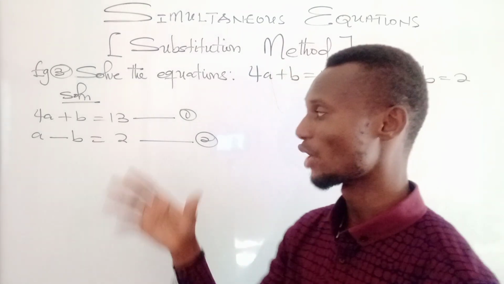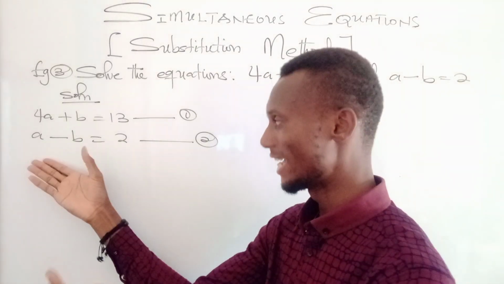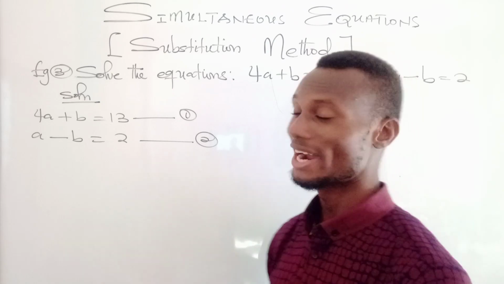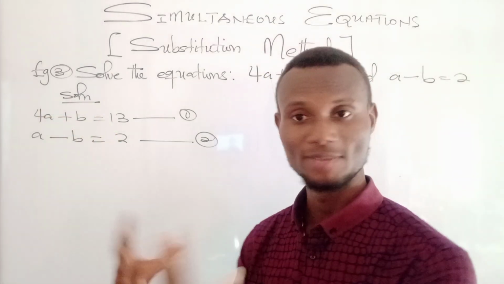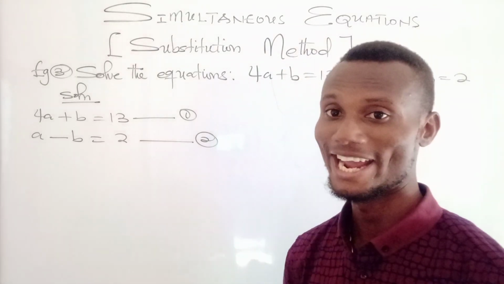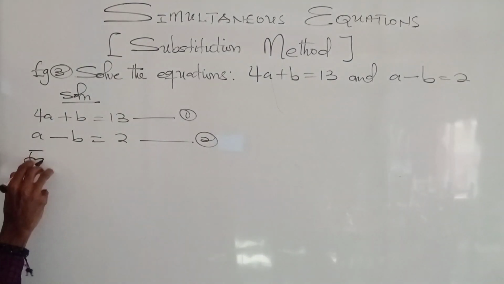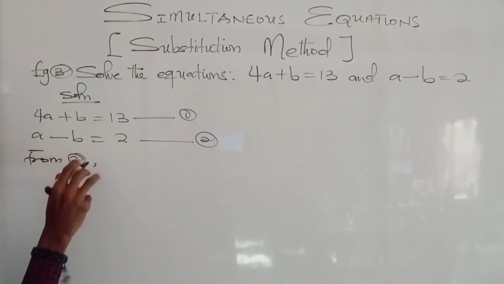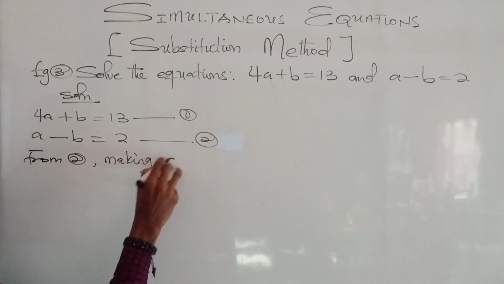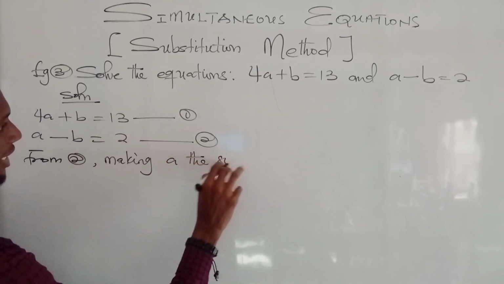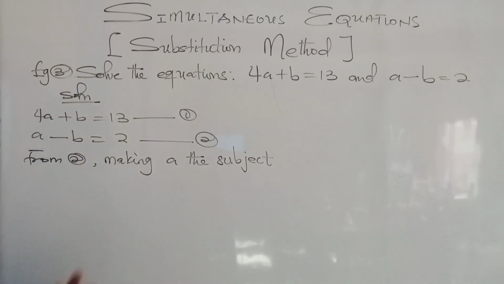So I'm going to make a the subject from equation 2. Someone can also choose to make a the subject from equation 1. We are going to get the same answer. So let's go ahead and do it together. I'm going to write: from equation 2, I'm making a the subject. So you write it down.